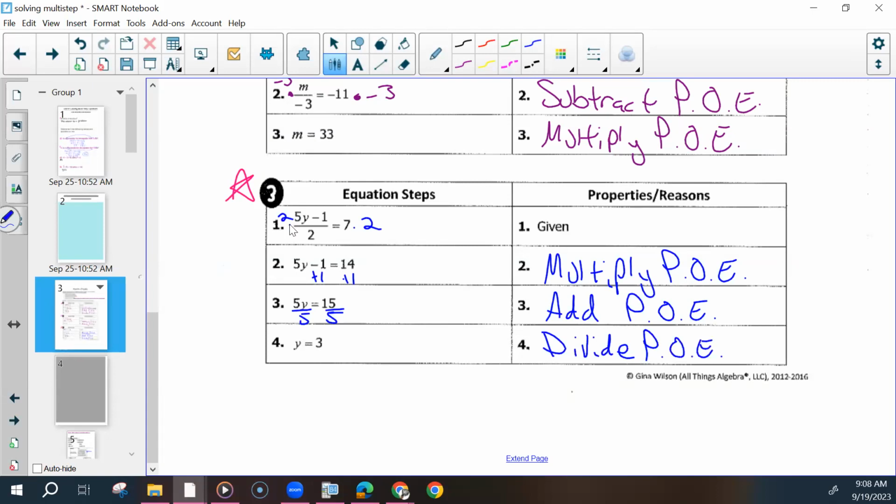Alright, double check your answers with mine. I got all of those besides 3. Okay, so change it, fix it. Do we have questions about any of these? Now that we know how the properties are supposed to be applied, now we can actually apply them and solve. We go on to the next page.